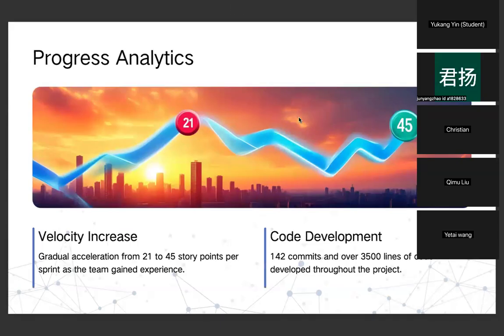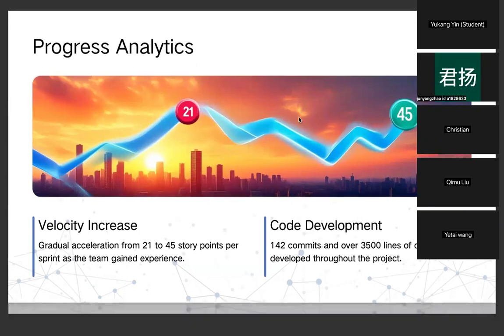Our process started slow due to the learning curve, but sprint velocity improved steadily from 21 to 45 story points. We made 142 commits and over 3,500 lines of code. These metrics reflected consistent effort and teamwork.